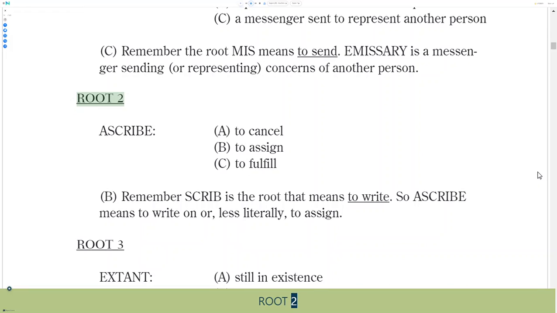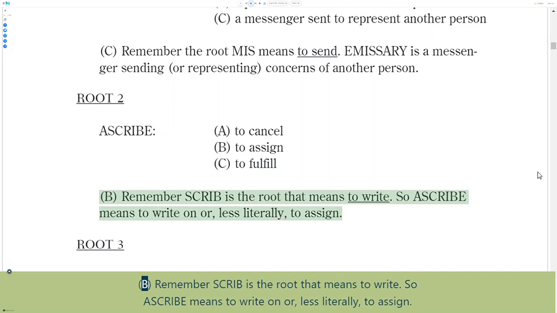Root 2. Ascribe. A. To cancel. B. To assign. C. To fulfill. B. Remember scribe is the root that means to write. So ascribe means to write on or, less literally, to assign.